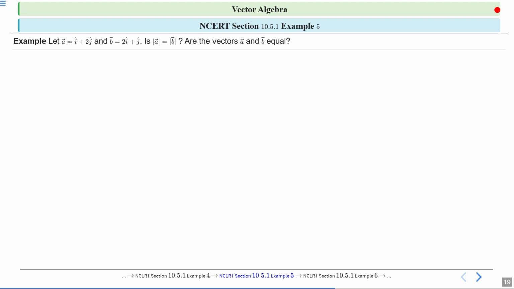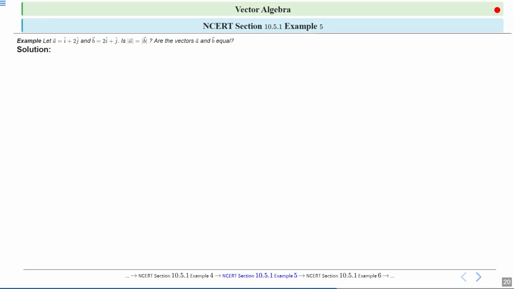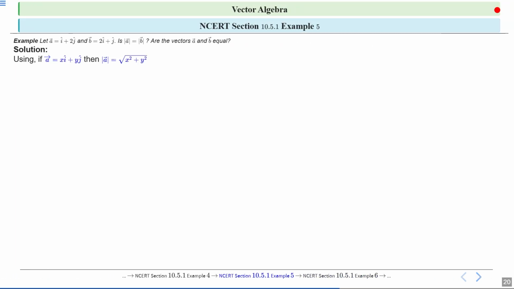So again, this is NCERT section 10.5.1 example 5. You are requested to attempt the given question. After that, we will discuss the solution part. We just want to see whether these vectors A vector and B vector are equal or not. Let's see how we can solve this.